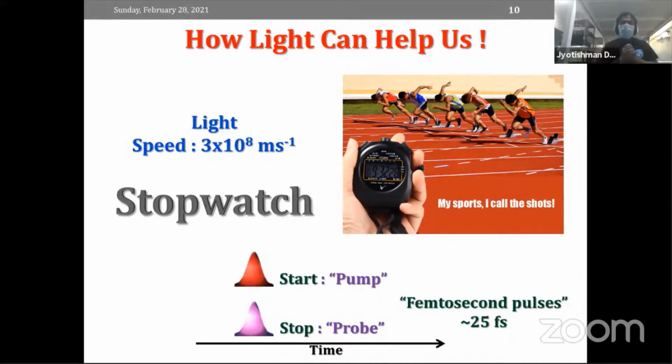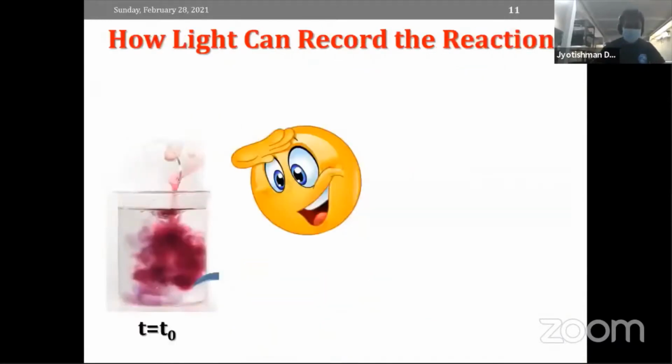So to create a stopwatch which can record a chemical event, I need two light sources, or two femtosecond lights. One will be my gun, which will start the race. That means it will start the chemical reaction. And the second will be my stopwatch, which will record the reaction after a few femtoseconds. So let us see how we can create those.